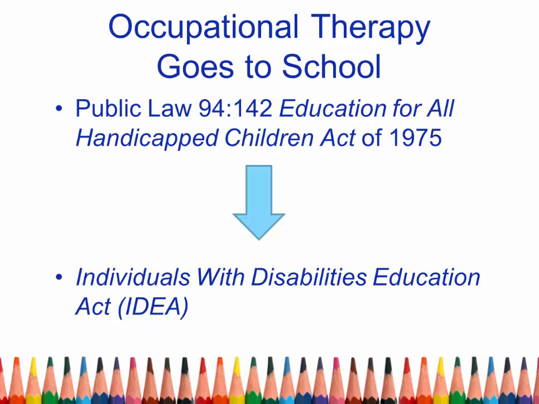Because of the lack of adequate services, families were often forced to seek services outside the public school system at their own expense. As a result, there were a couple of major Supreme Court decisions that led the way to the laws that were enacted.